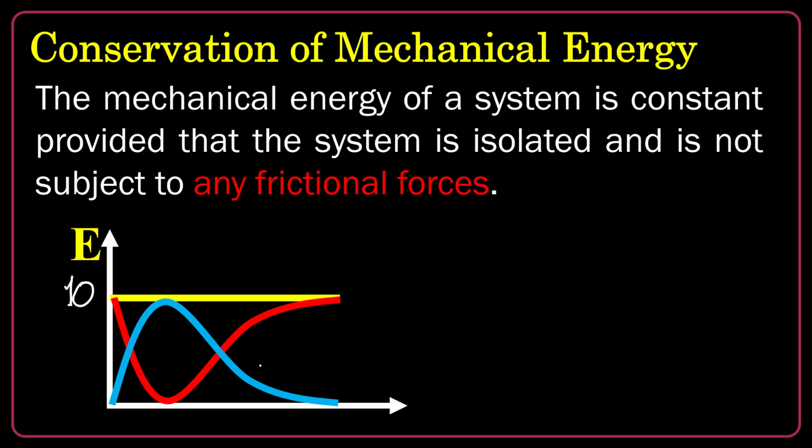So if the blue curve is the kinetic energy and the red one is the potential energy, you see everywhere they add up to 10. Means that, for example, here the kinetic energy plus the potential energy will be 10. Here the kinetic energy and the potential energy will add up to 10. They compensate each other. The horizontal axis could be everything. Could be x, could be distance traveled, time, whatever.